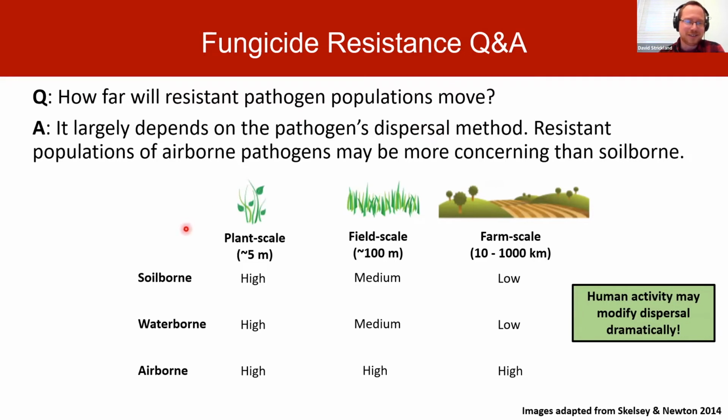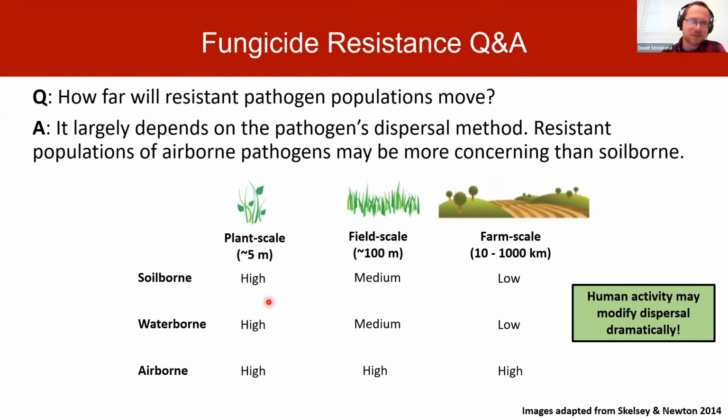So if we look at this chart here, a soil-borne fungal pathogen is going to be most concerning at the plant scale, right? So think of a soil-borne fungi like Pythium. It's just not going to be able to move terribly far in the soil. It will be able to move somewhat in the soil, but it's not going to be able to get to the field scale and move from one end of your field to the other 100 meters away. And it's certainly not going to move from farm to farm without some extra help.